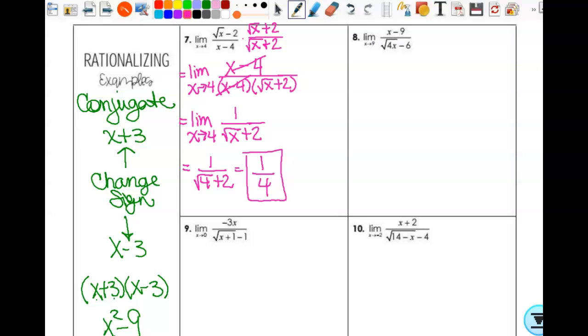What questions do you have? Not that bad, right? Not that bad. It looks weird, not that bad. So don't freak out just because it looks weird or because it has square roots in it, and don't make up any math. Okay, so let's look at number 8.